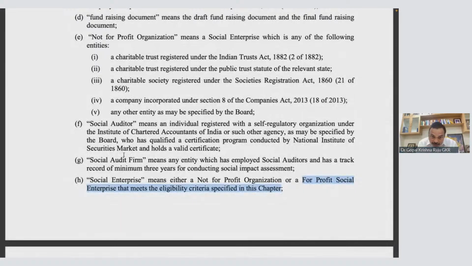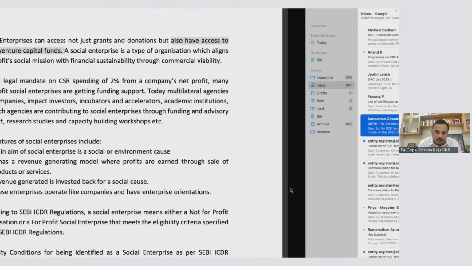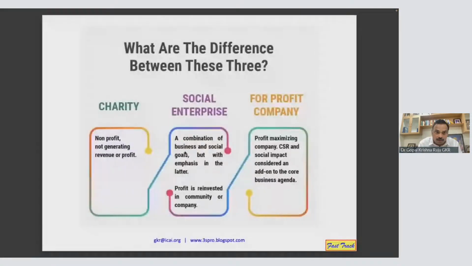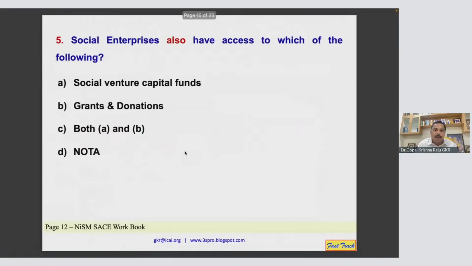They say either this or this. Okay. This or this. Even a profit organization can also be a social enterprise. Okay, good. Now come here. So I'm in. So 5 is A alone. Okay, 5 is A. Now come to 6.